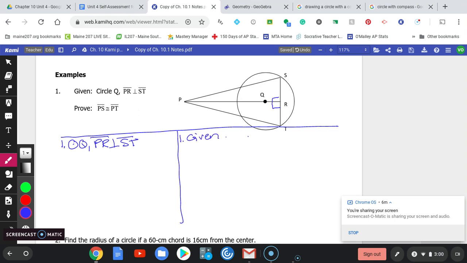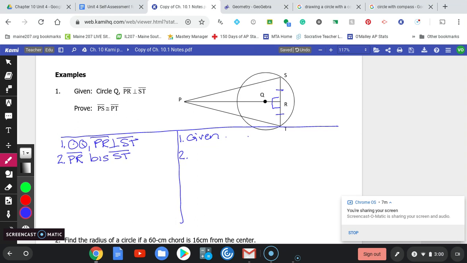Now we want to prove that PS is perpendicular to PT. I am going to start by using one of our new theorems that says that PR bisects ST. So if PR bisects ST, the reason is because PR contains part of the radius, which would extend here, QR.